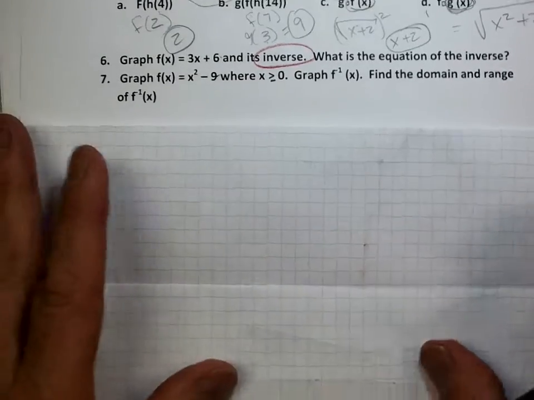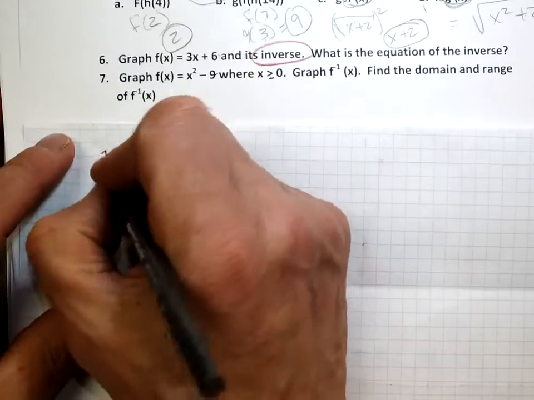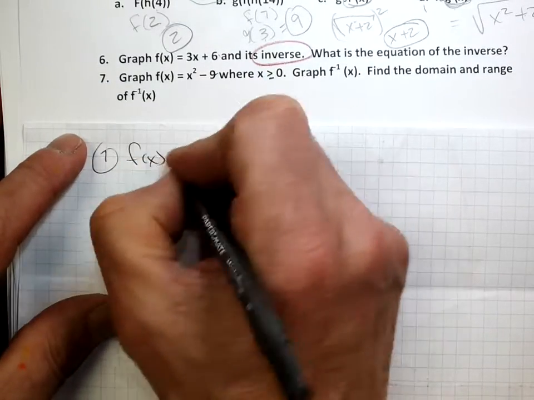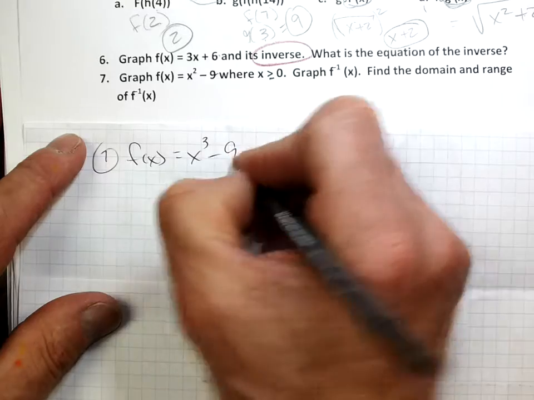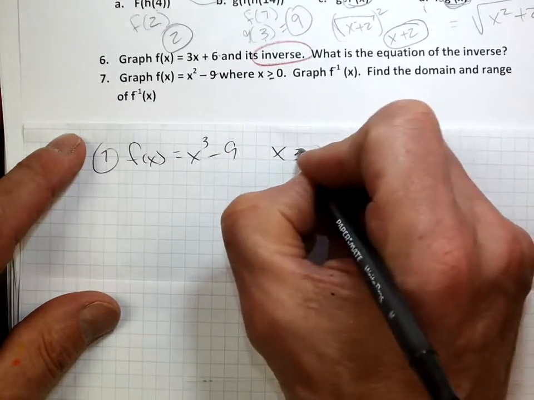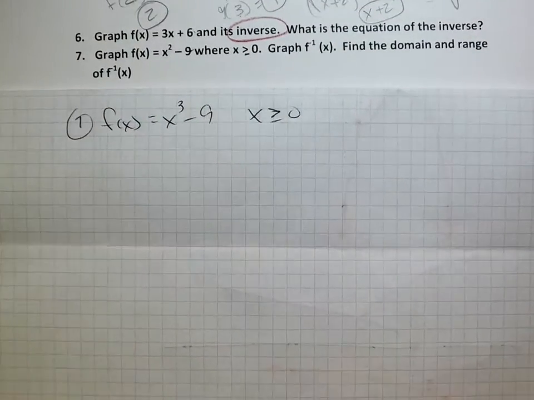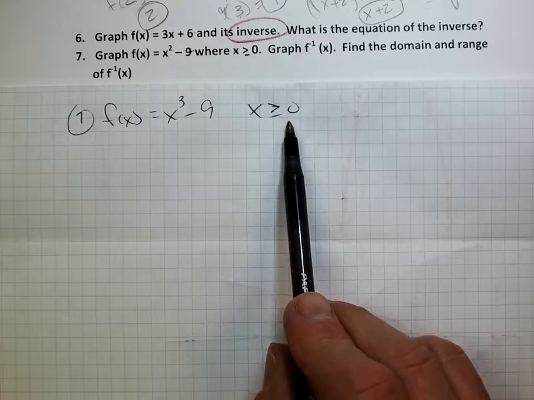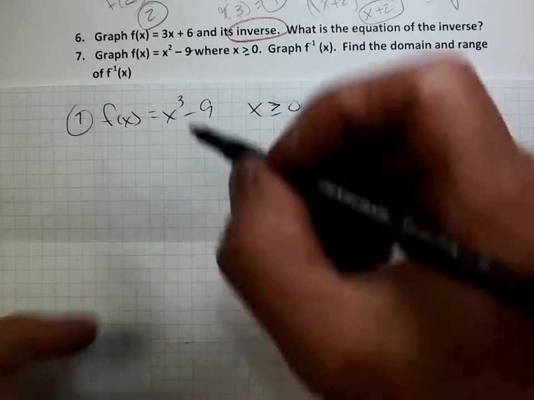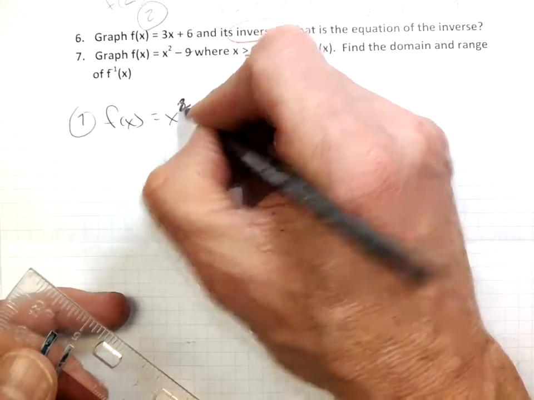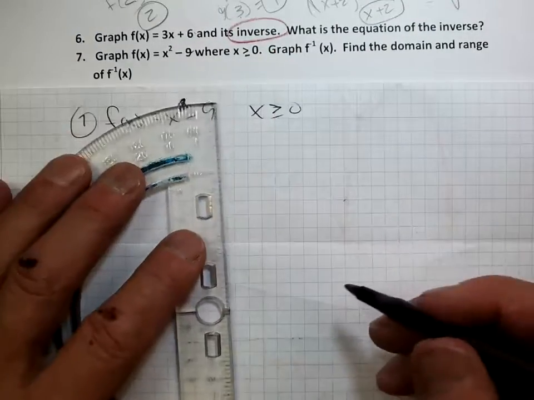All right. So if we have on 7, f of x is equal to x squared minus 9, where x is greater than or equal to 0. Okay. So this actually has to be here. I'll show you why. It is x squared. Thank you, Marie. So, all right.